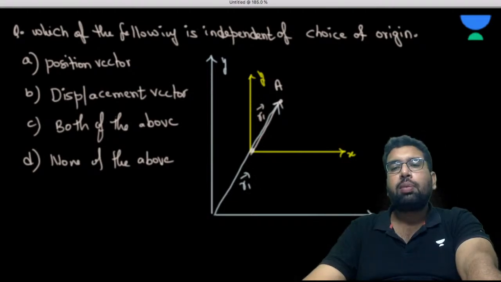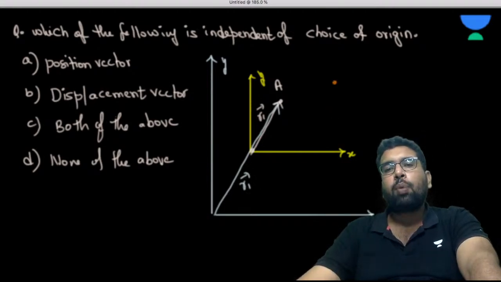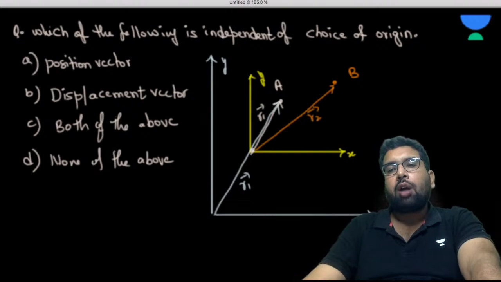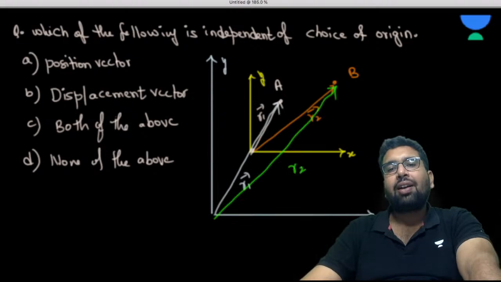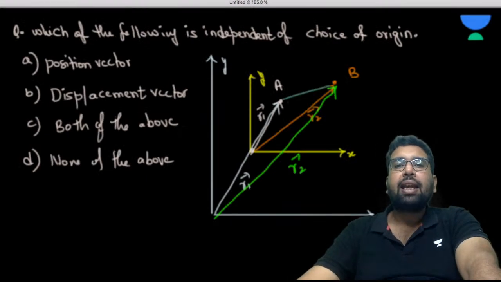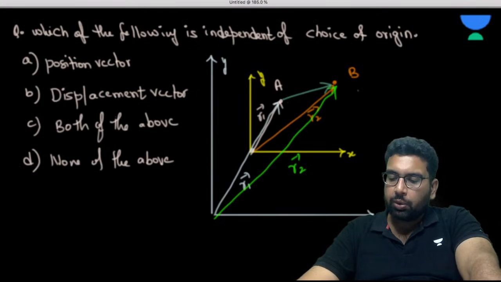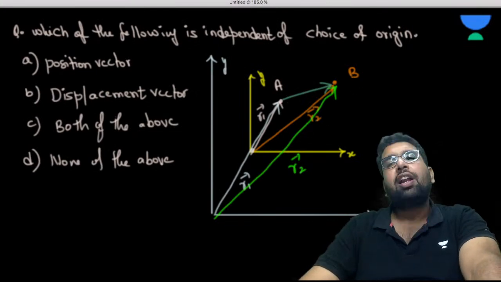Now what about the displacement vector? Let's suppose we are having a point B here. So this is your R2 vector. Wherever the origin is, the displacement vector described by A and B, is it going to change? What do you feel? Wherever you take the origin, this AB is not going to change.